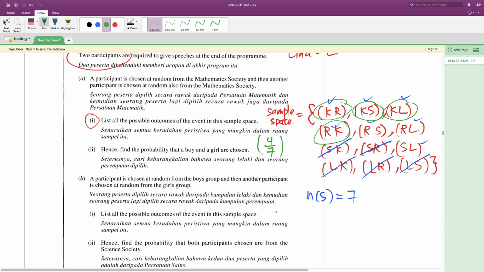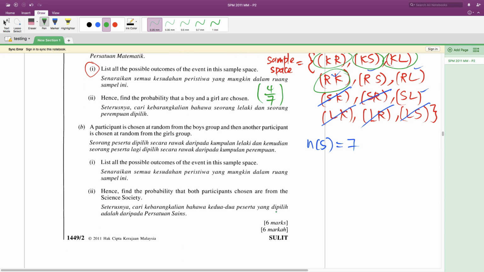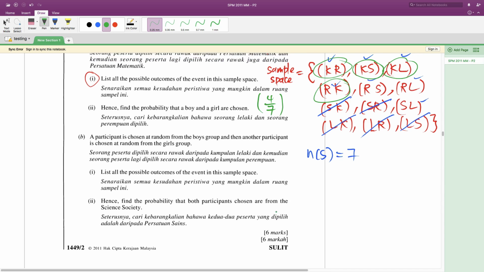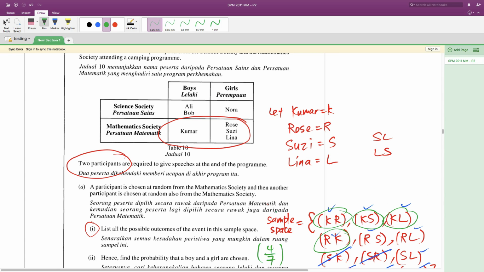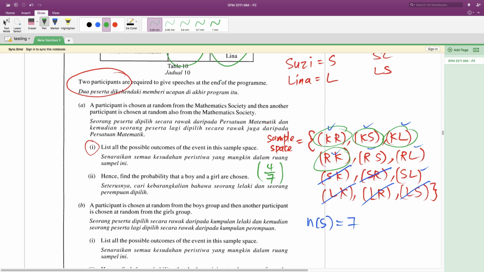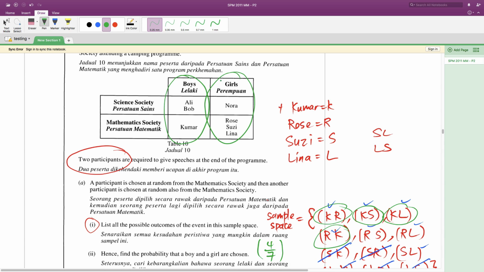Okay. Then, for part B, a participant is chosen at random from the boy group, and then another participant is chosen at random from the girl group. Okay, now it's a bit different because they choose from the boy group and then choose from the girl group. List all the possible outcomes.